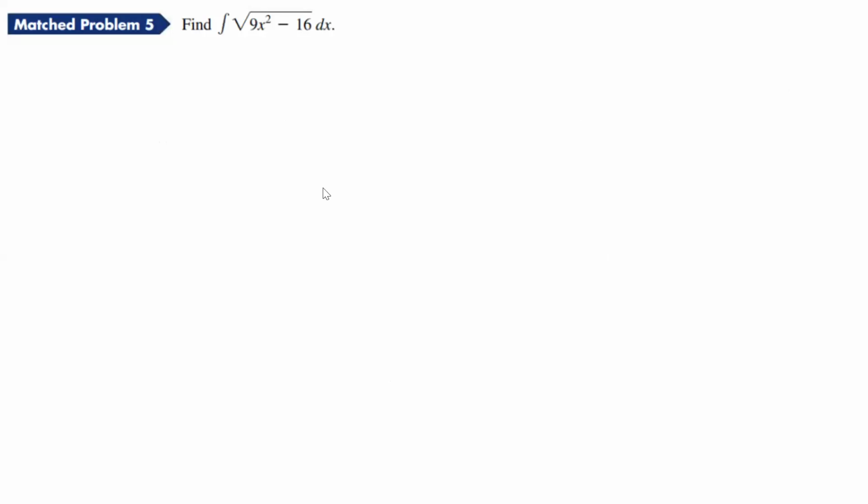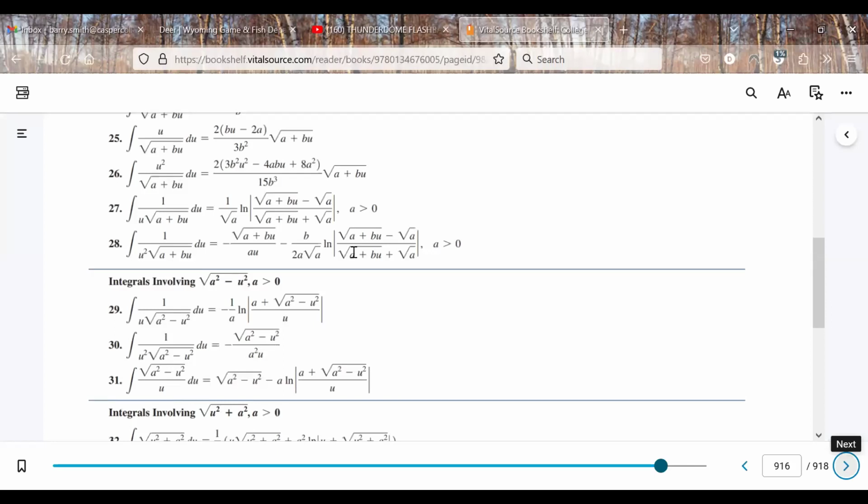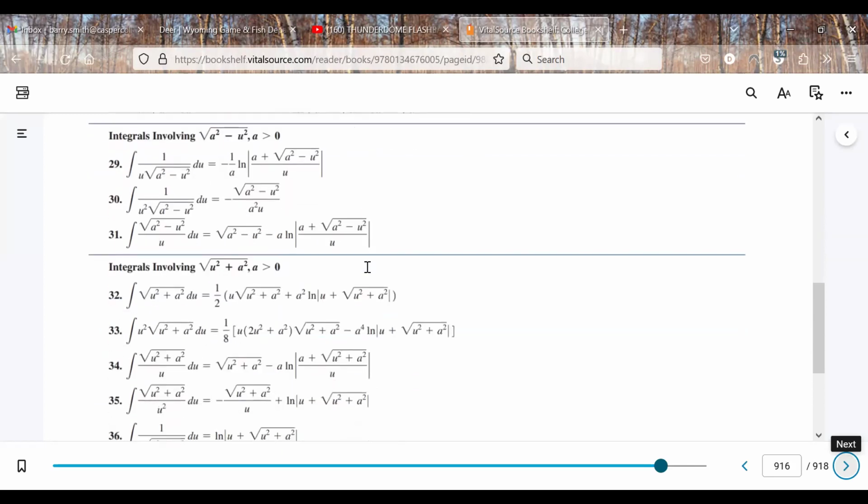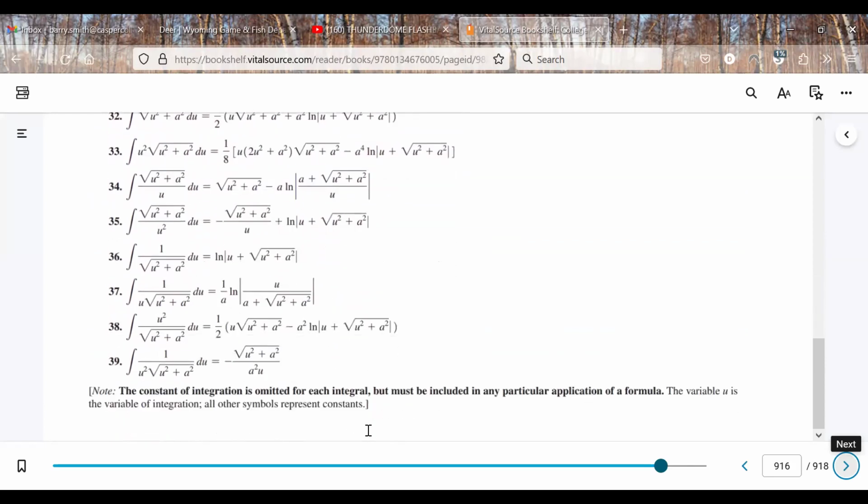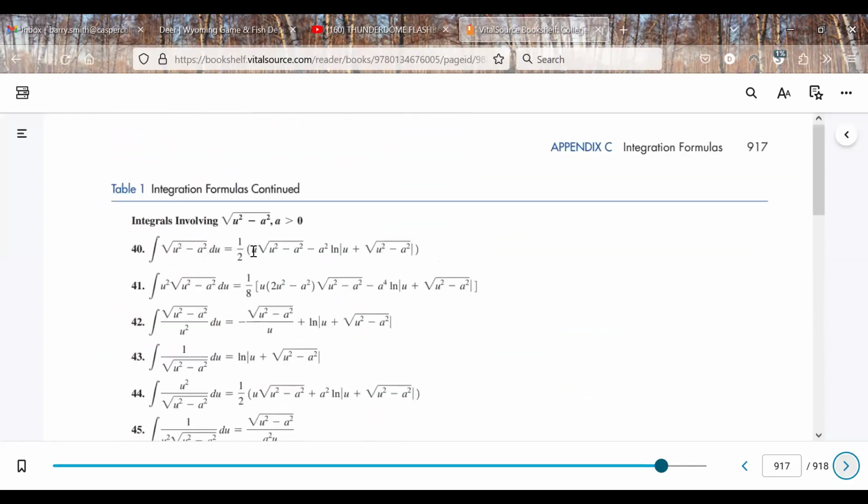So let's try this one. We have the square root of 9x squared minus 16 dx. If we go back to the table, we need something like a squared minus b squared, but it's going to be in the numerator, not in the denominator. So let's keep going. If we go to the next page, what's it show? Oh, here we go. u squared minus a squared, and it's going to give us this long drawn out equation. Okay, so that's what we'll use.